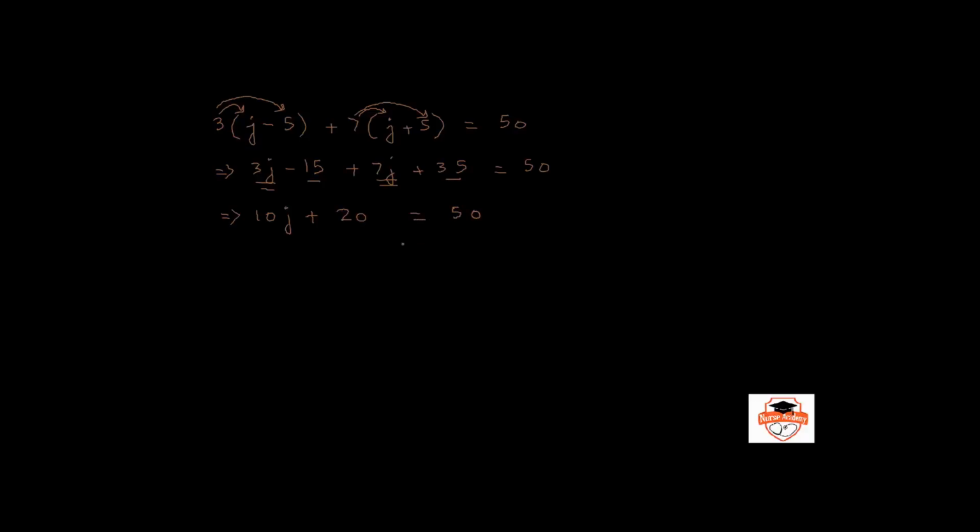Now that we are here, we need j, but our first job is to find out how much 10j is. Therefore, subtract 20 from both sides. So you have 10j plus 20 minus 20 is 0, is equal to 50 minus 20 is 30. If 10 times a number is 30, no prize in guessing. To find the number, you divide both sides by 10. Therefore, j is equal to 3.